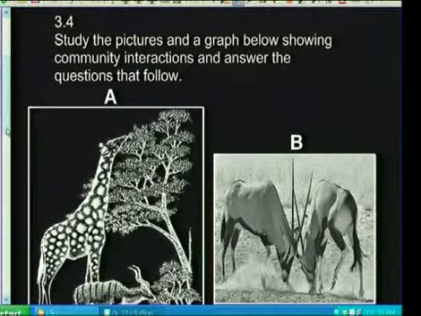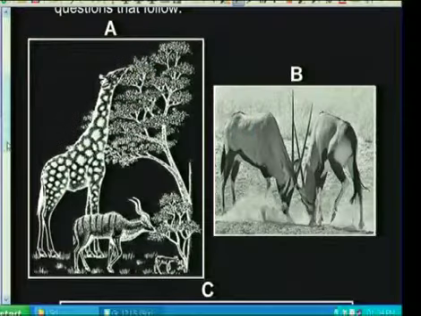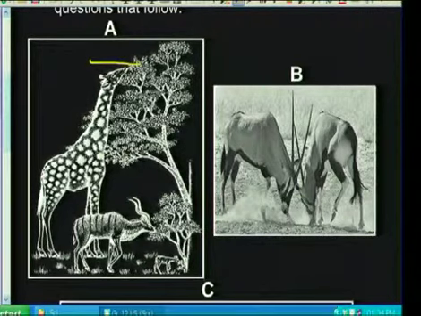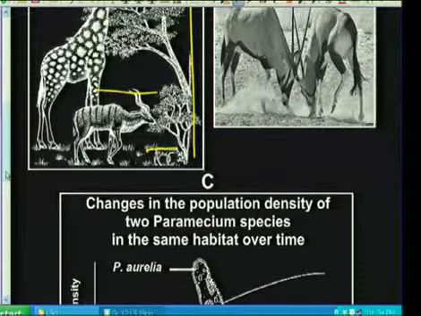Study the pictures and graph below showing the community interactions and answer the questions that follow. So as I stressed at the beginning, whenever you see a graph, a picture, a diagram, try and establish what the diagram, the picture, the graph is trying to explain. So here we see different organisms feeding off one tree, and we see a giraffe which is much taller, we see here a gemsbok, and probably here a duiker at the bottom. And if you look at these organisms, they feed off one resource, but they have established eating at different heights.